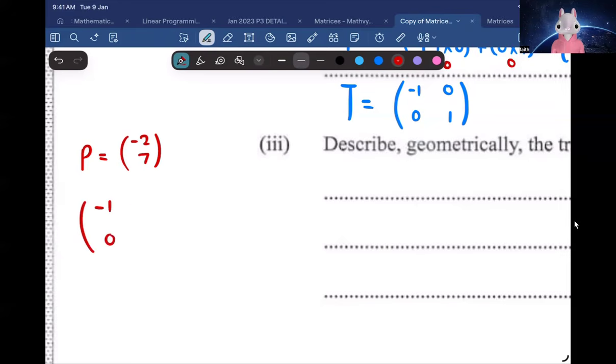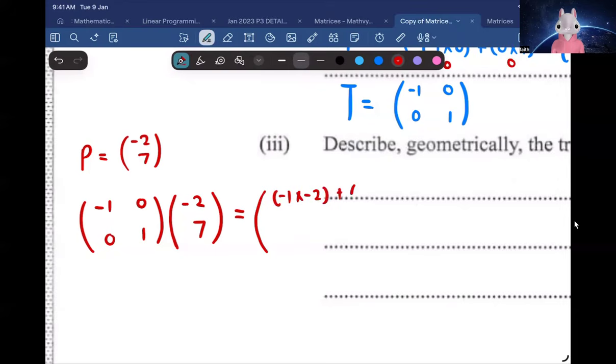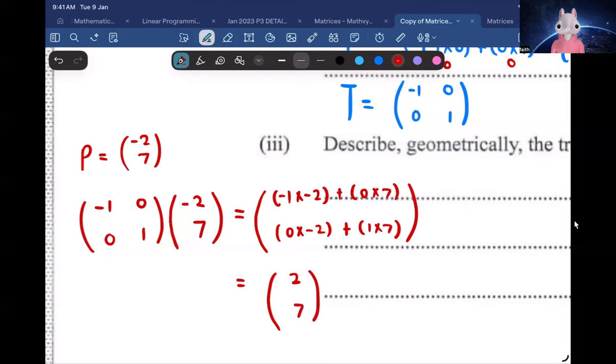-1, 0, 0, 1. That's my transformation matrix. This is my test point, aka the object, -2, 7. This wouldn't take long to multiply, right? -1 multiplied by -2, plus 0 by 7, then 0 by -2, plus 1 by 7. You will get 2 plus 0, which is just 2. 0 by -2 is 0, so 2, 7. Okay. So guys, what we just found there was the image.